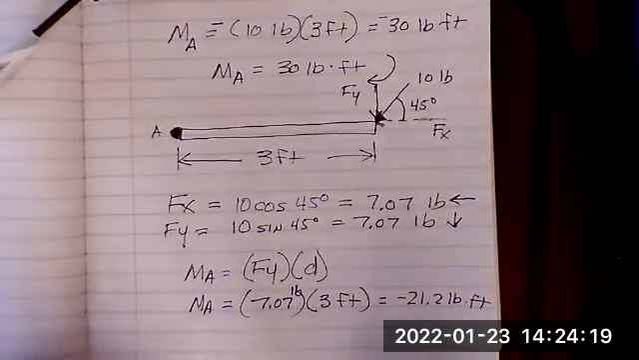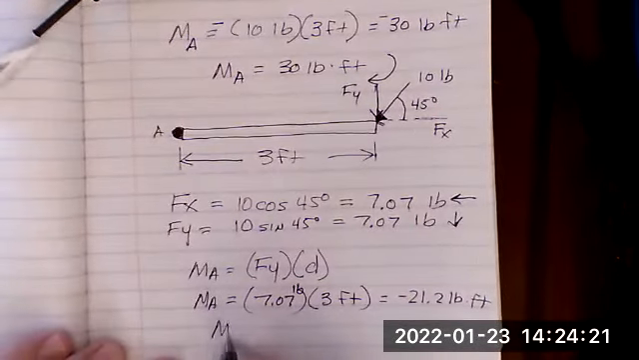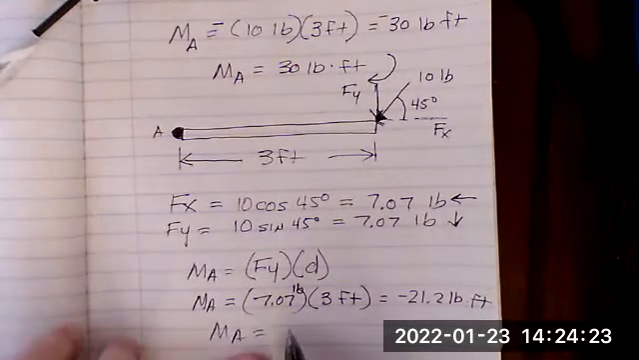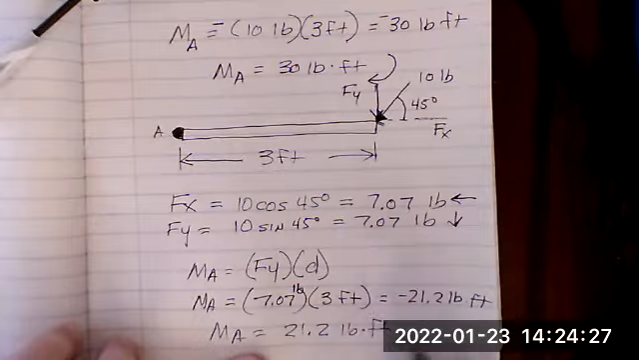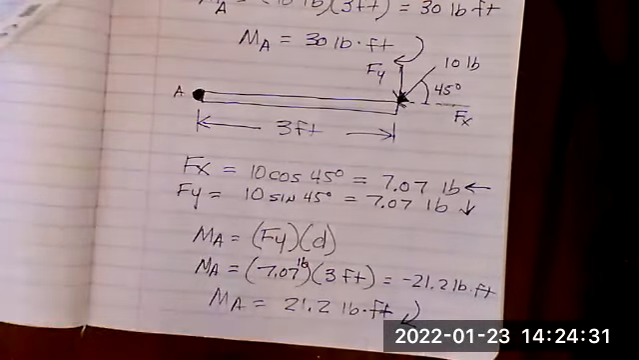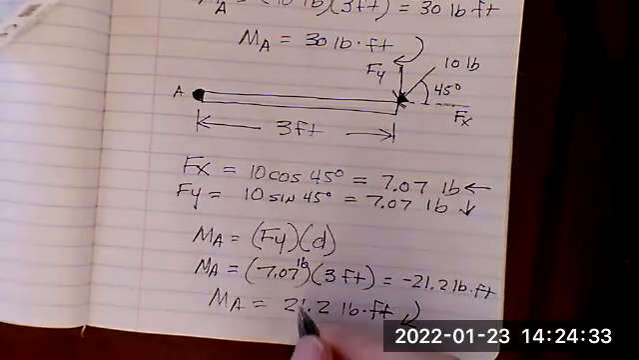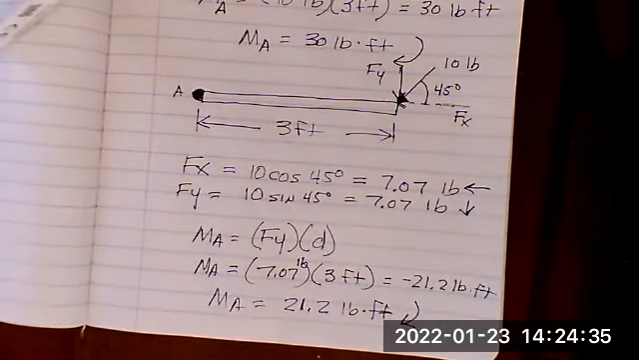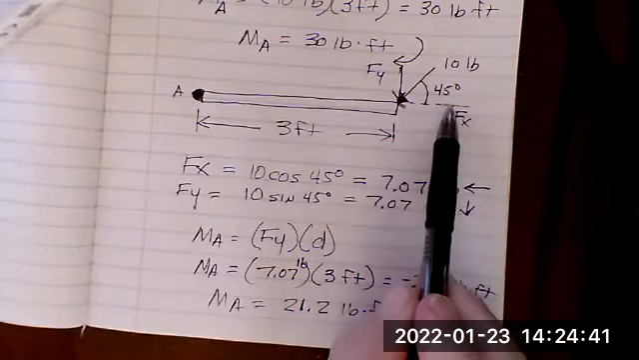21.2 is negative, but you should write it this way: 21.2 pound-foot, and it's going clockwise like this. Okay, so let's review one more time.